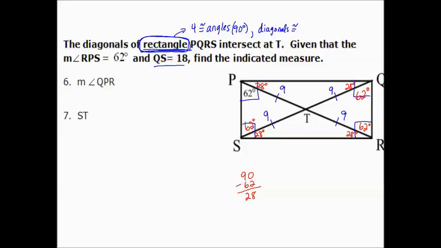Let's go ahead and see what we're asked to find. Measure of angle QPR. Q over to P, down to R. Well, guess what? We already found it, 28 degrees. How about ST? ST is right here. Well, guess what? We already marked it, 9. So much easier when you mark everything you know in the picture. But the hard part is memorizing all that stuff. You can do it.